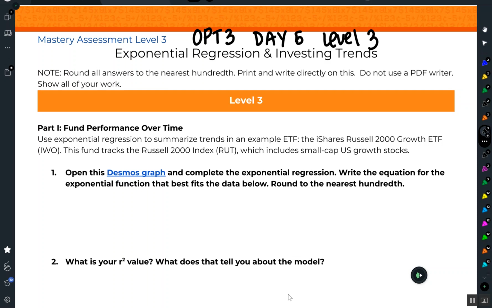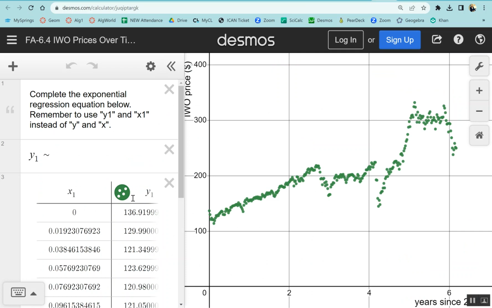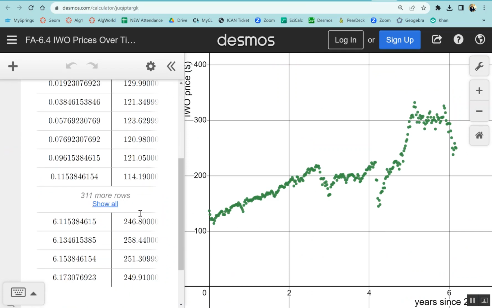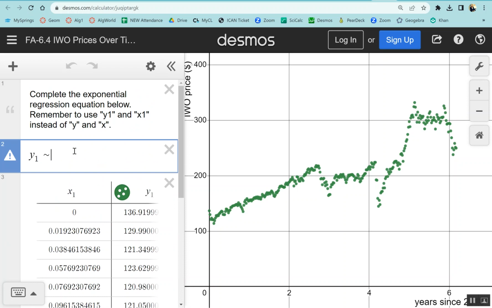This is a video for Opt3 Day 5, Day 5B, Level 3, looking at some strategies to use to complete this mastery assignment. There's multiple parts to it. The first part is asking you to click on this link to go to the Desmos graph and complete the exponential regression. They have the table already filled out, and you have to complete it right here.